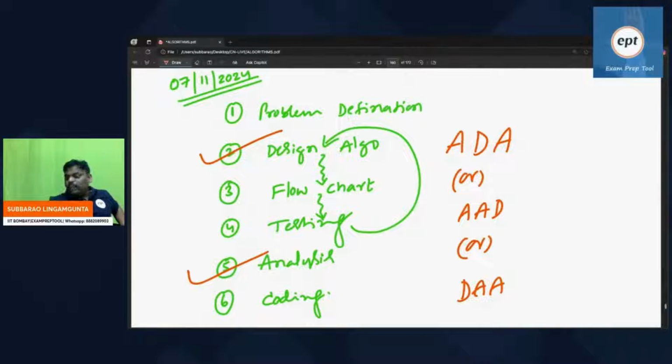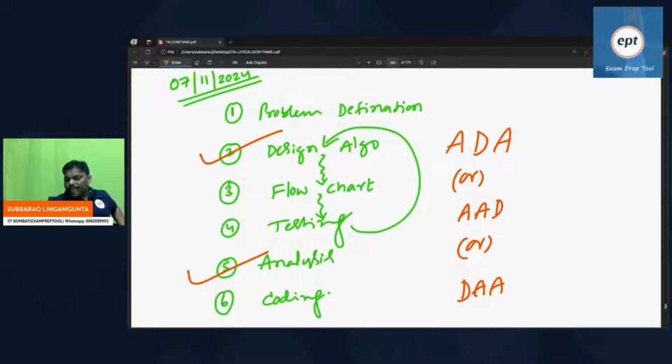So you may say, sir, what about coding? That is also important. But if I want to say two major things, second one and fifth one. If at all three major things, second one, fifth one, sixth one also.